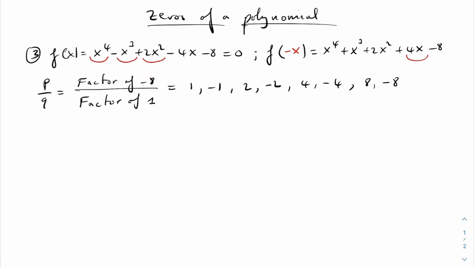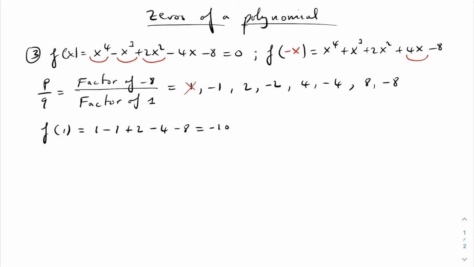And so, with that in mind, we can go ahead and start testing our zeros here. So I'm going to go ahead and test 1 to see if that works out. f of 1 here is going to be 1 to the power of 4, which is 1, minus 1 to the power of 3, which is 1, plus 2 times 1 to the power of 2, which happens to be 2, minus 4, minus 8, that's going to give me negative 10. And so 1 is not a zero here.